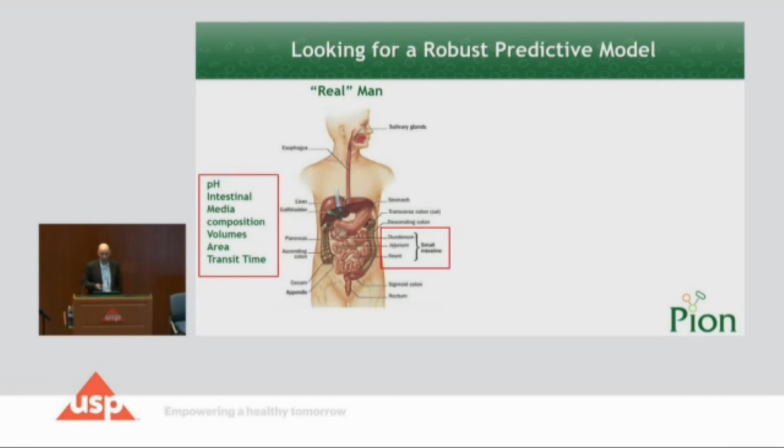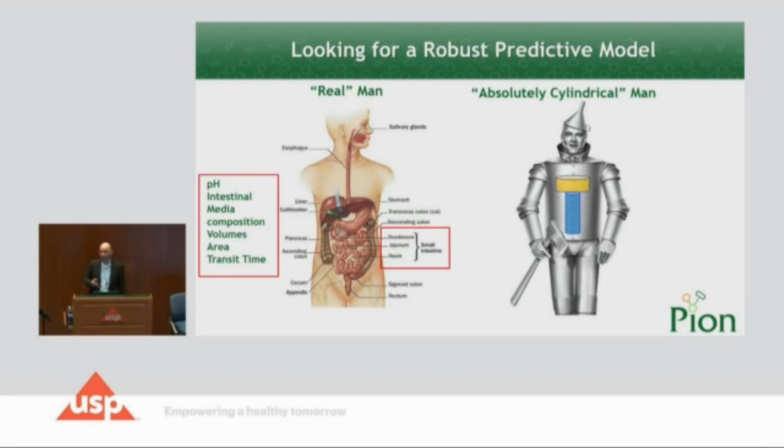So if we can go from the real man to some kind of absolutely cylindrical man, which has a very nice cylindrical stomach and a very nice cylindrical intestine, we can actually do our integrations, which I showed in the very beginning, much, much easier. Well, how can we employ the absolutely cylindrical man?